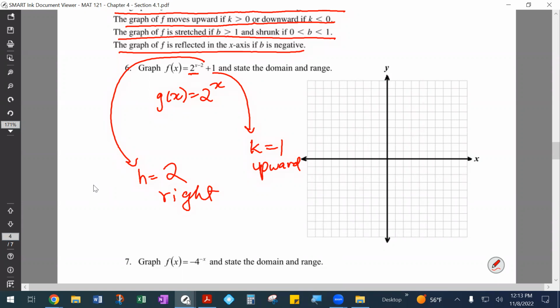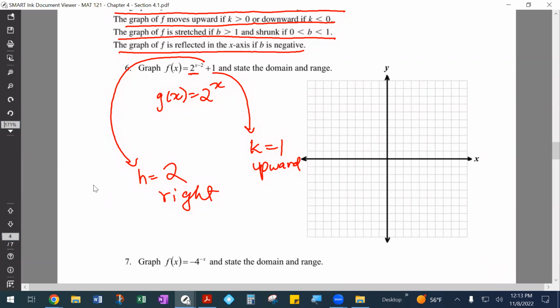Horizontal happens first and then vertical, right? Horizontal stretch, shrink, and then vertical. There's actually no stretching or shrinking, because that would have been something multiplied in front of the 2 to the x if they were going to do that. So this graph is being moved 2 units to the right and 1 unit upward.